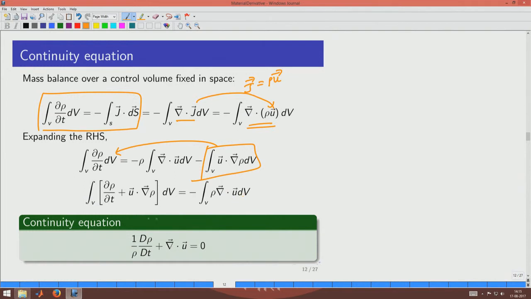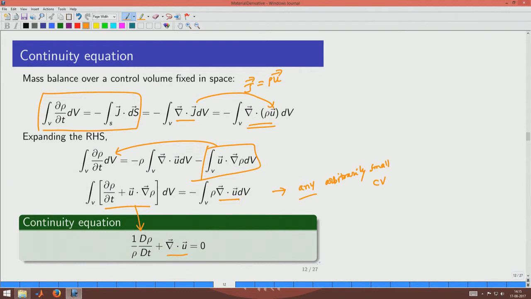Okay. Now we see that this is written for any arbitrarily small control volume, and if this is true for any control volume, then the integrands also should be equal. The integrand on the left hand side is this, and the integrand on the right hand side is this. What is on the left hand side, if you notice, is nothing but what we have just now defined as the material derivative of density, and we take the rho to the left hand side as 1 by rho, and what is on the right hand side is nothing but del dot u, that is the divergence of velocity.